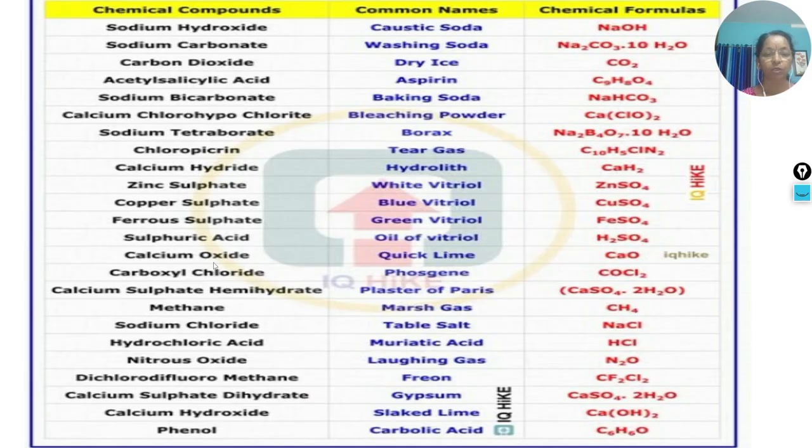Then calcium oxide, quicklime. Then calcium sulfate hemihydrate, that is plaster of Paris. Then sodium chloride, we know it is table salt. Then calcium sulfate dihydrate, that is gypsum. Calcium hydroxide, we already learned, is slaked lime. So this is a table where many of the chemicals in this lesson are given with their common names. It may be asked as one more question in the public exam, the board exam.